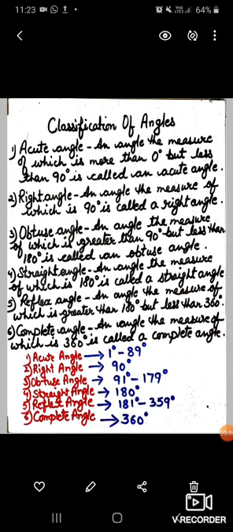Let us revise. An acute angle is 1 degree to 89 degree. Then right angle is of 90 degree. Obtuse angle is from 91 degree to 179 degree. Then straight angle is equal to 180 degree. Reflex angle is 181 degree to 359 degree, and complete angle is equal to 360 degree.